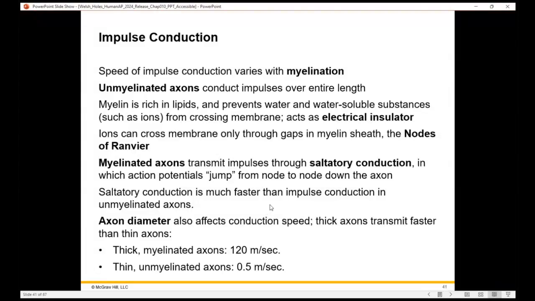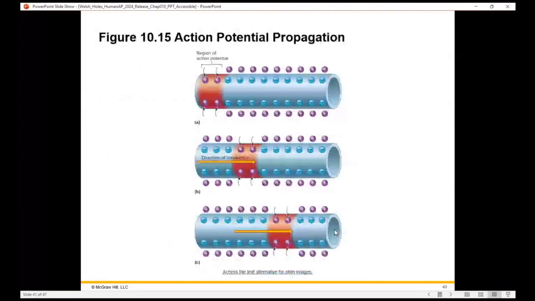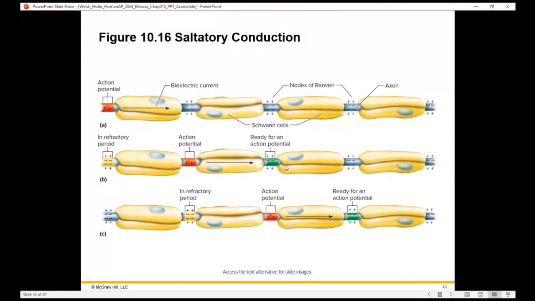Saltatory conduction is much faster than impulse conduction in unmyelinated axons. The axon diameter also affects conduction speed. Thick axons transmit faster than thin axons. Thick myelinated axons are about 120 meters per second, where thin unmyelinated axons only move impulses 0.5 meters per second. This figure shows you action potential propagation along the axon. Figure 10.16 shows you saltatory conduction.